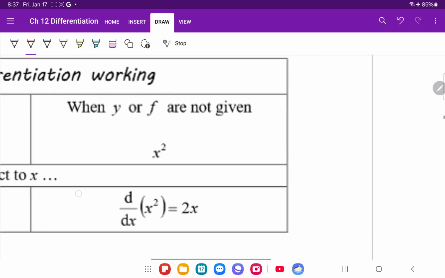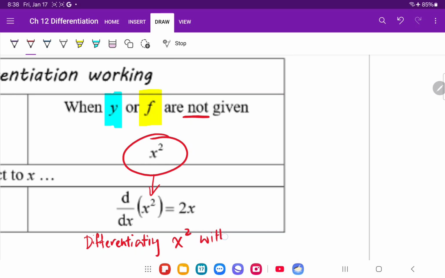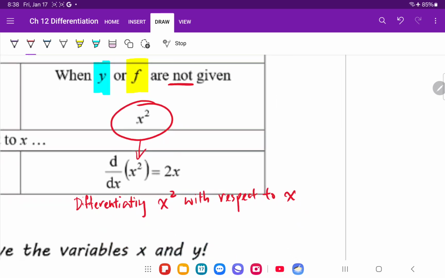The last case is when both the y and the f are not given. What would they tell you? They will just tell you this, x squared. Now, how do you differentiate? You must introduce the symbol d on top over dx, and then you bracket the original question, copy it down below. Now, how you read it is, we are differentiating x squared with respect to x.